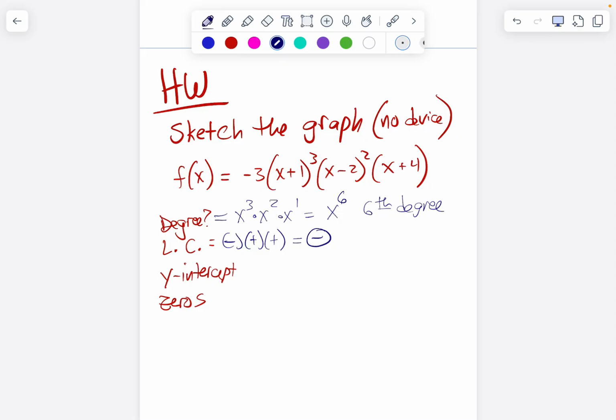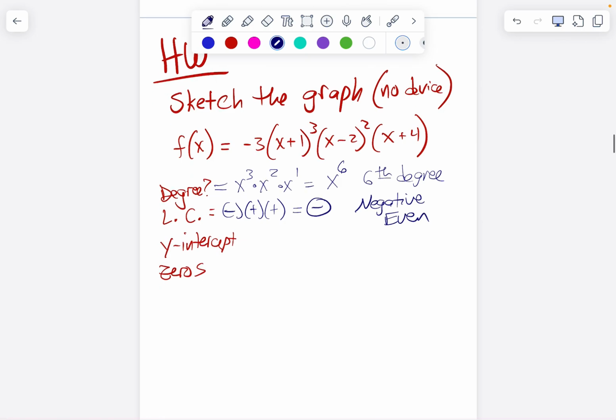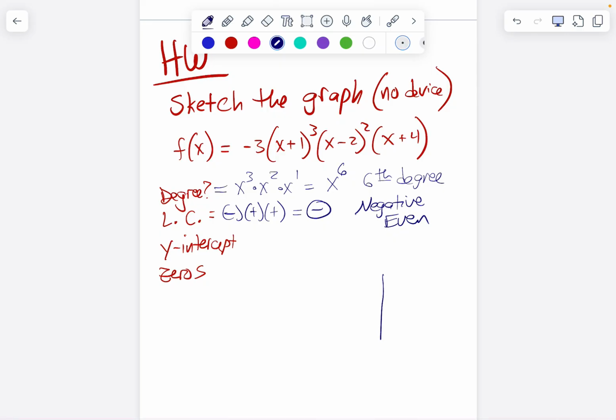Okay, so we have negative even in terms of our degree. So negative even. Use your arm, show me what the end behavior looks like for negative even. Right? Both down? So even before we know a whole lot of other things, we know it's going to be like this. Okay? We'll connect some stuff in between there, but we know it's going to look like that.